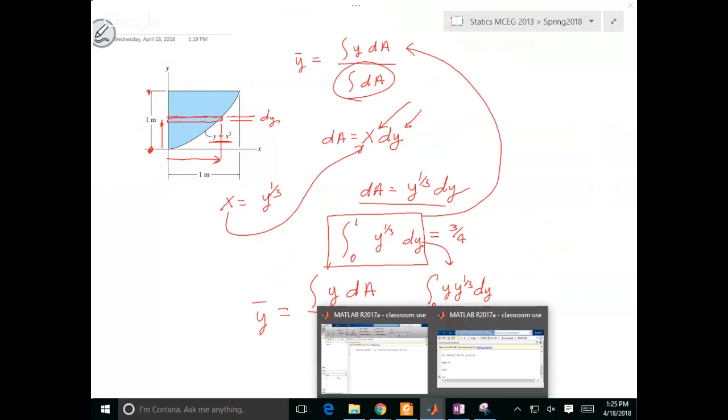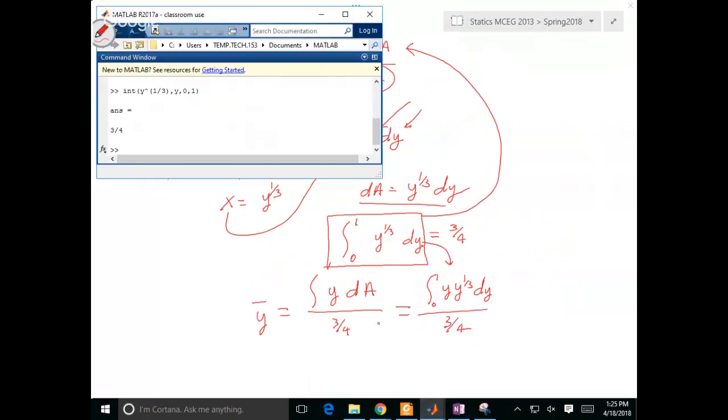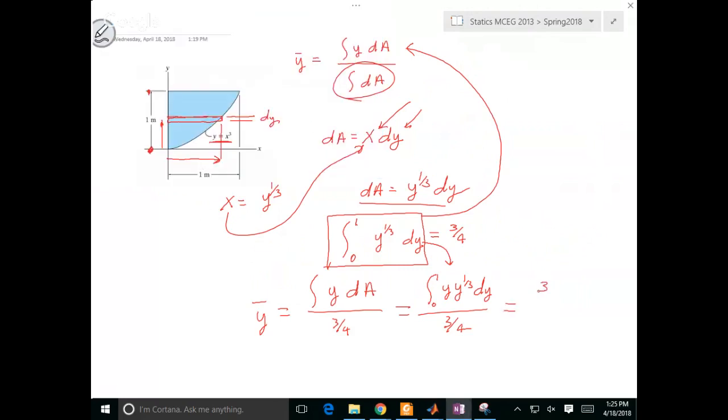And go back to the good MATLAB. And this time, it may look funny, but I'll just say this. y times that. Now I got 3/7. So 3/7 over 3/4. Is that 4/7?